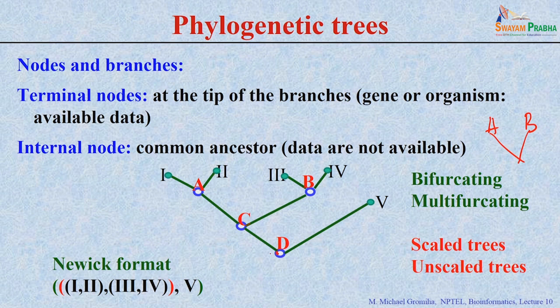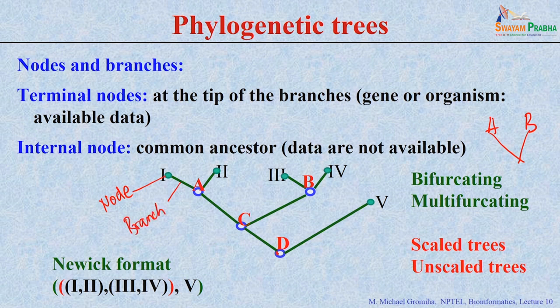So, when you draw trees, there are 2 different aspects. One, you can see the dots and you can see the lines. The lines represent branches and the dots represent nodes. You can see this, the node, and this line, they are branches.